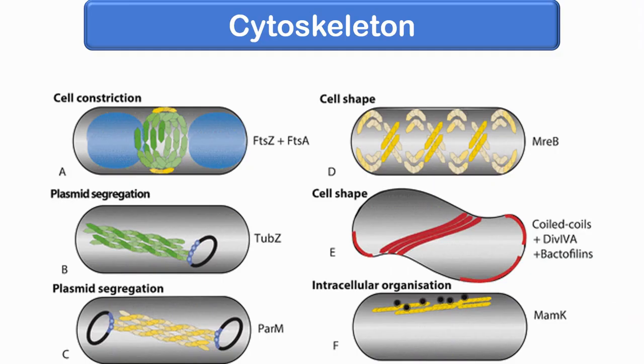The cytoskeleton is formed by long polymers of actin and tubulin proteins arranged in helical ribbons around the cell just under the membrane. These are found in rod-shaped and spiral bacteria. They contribute to the cell shape, influence the way peptidoglycan is arranged, and also help in cell division.